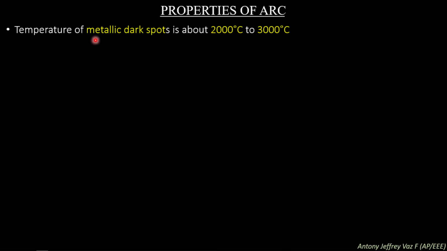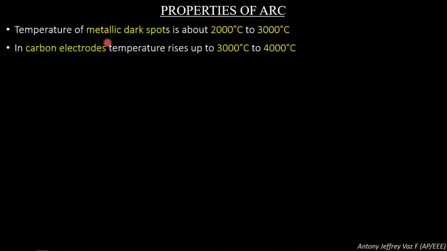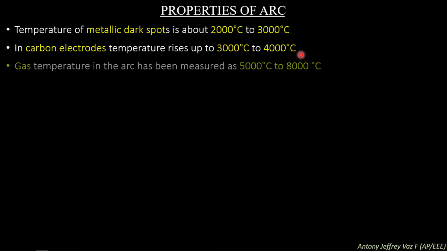The temperature of metallic dark spots is about 2000 degrees centigrade to 3000 degrees centigrade. This temperature is present in the contact metals where the dark spots are formed. In carbon electrodes, temperature rises up to 3000 degrees centigrade to 4000 degrees centigrade. Similarly, the gas temperature in the arc has been measured as 5000 degrees centigrade to 8000 degrees centigrade.